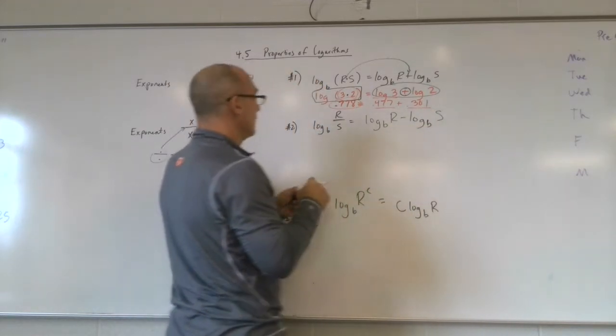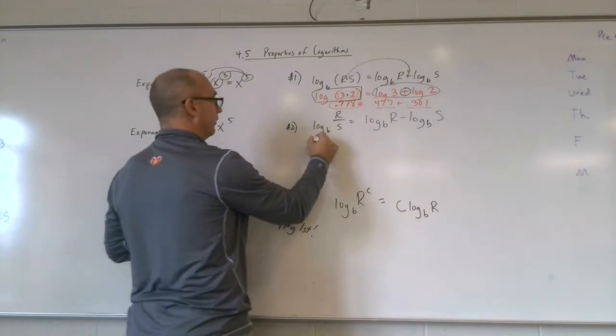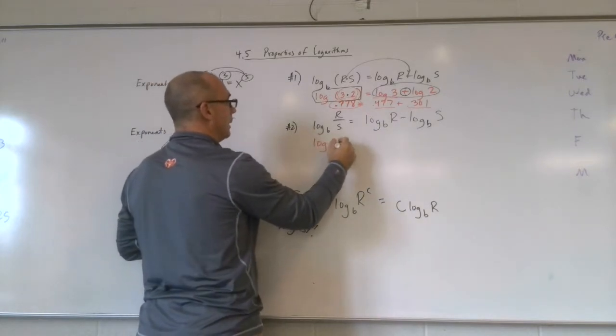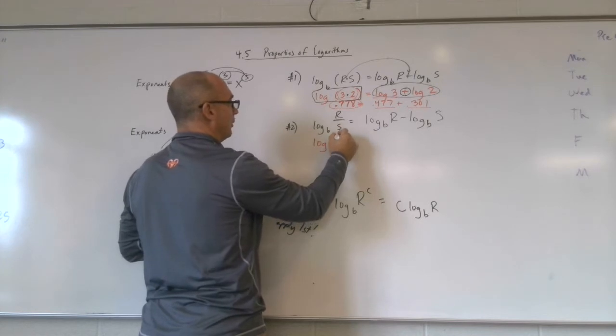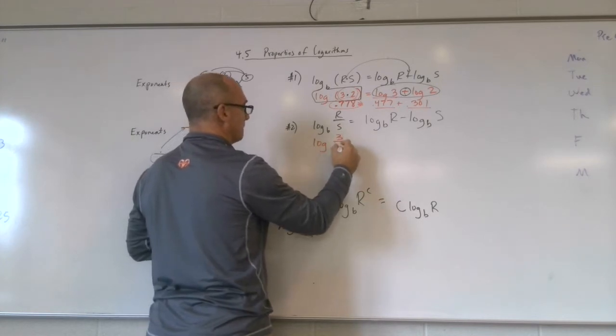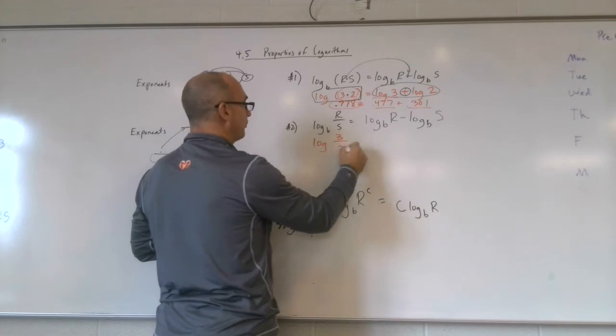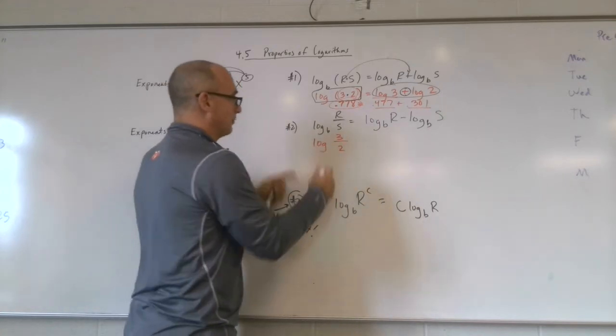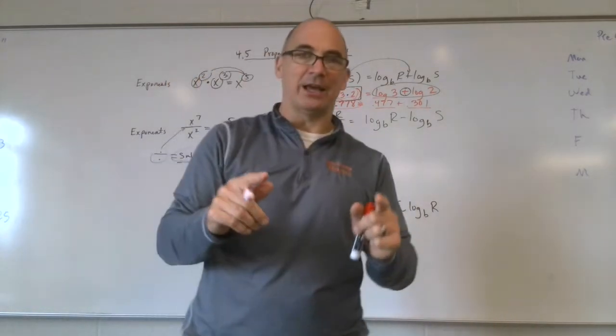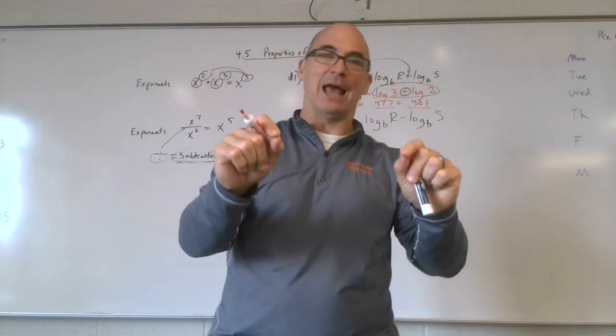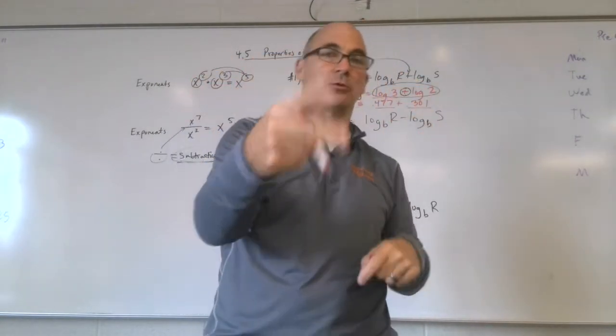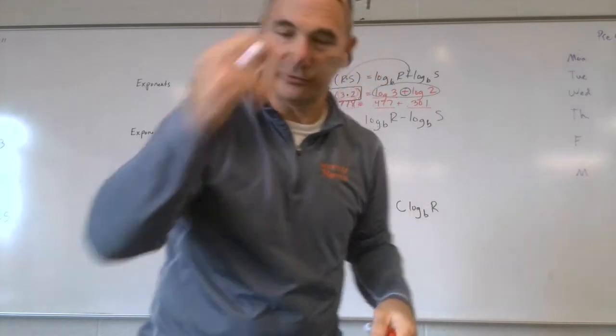Base b. Now let's actually put some numbers in here. Let's just use 3's and 2's again. See, we already have them. All right, so there's the math problem. The instructions might say, simply write it as 2 logs. In other words, practice your log rules.